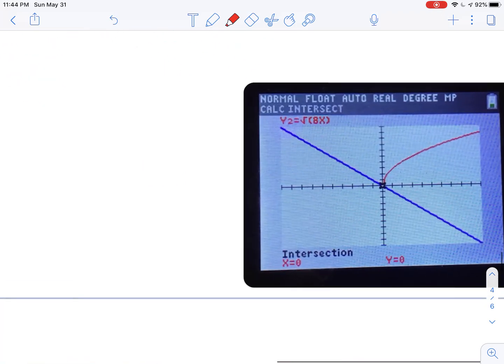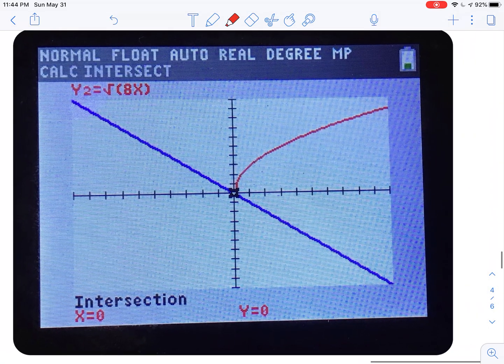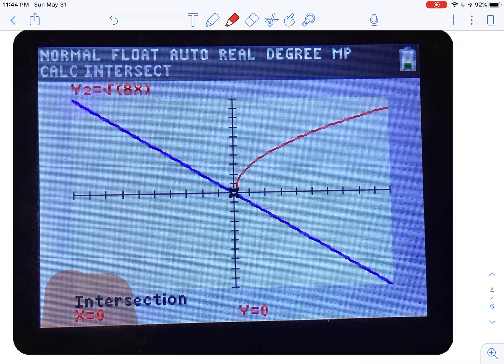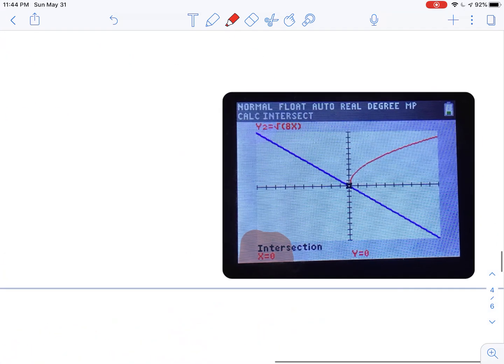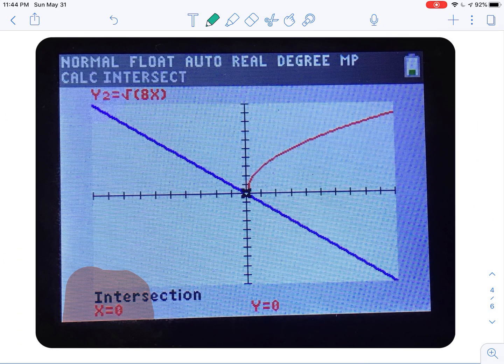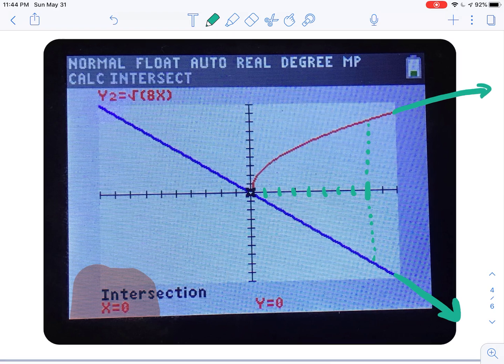Second trace, intersect, enter, enter, enter. And we see our picture that looks like this, right? We have an intersection at x is equal to 0. So now we know that this is not extraneous, so we're good here. But what about x is equal to 8? Well, if we look at our calculators, right? 1, 2, 3, 4, 5, 6, 7, 8. We do not see a point of intersection. In fact, we know this graph's going to continue going that way, and this graph's going to continue going that way, so it's impossible for them to ever come back and intersect.